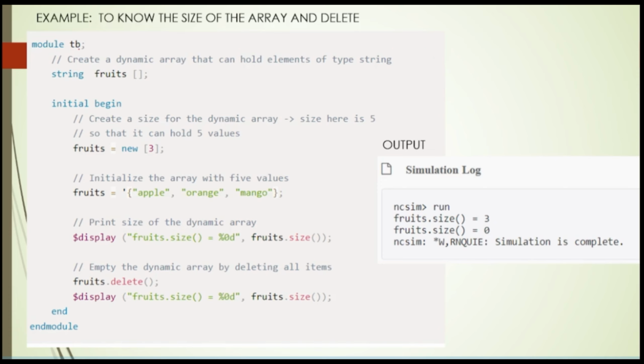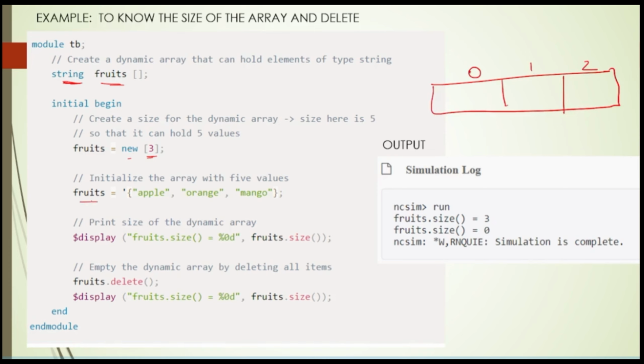If you see here, example module tb string fruits. So if you see this program here, this is string data type. So this fruits can hold characters, like it can hold the names. Not numbers, but it will be holding the names. Initial begin, right? So fruits new of 3. Then now what happens? 3 memory locations are created: 0, 1, 2 memory locations.